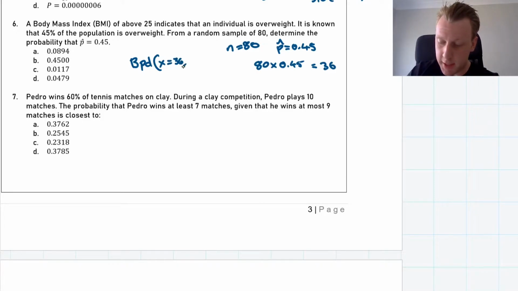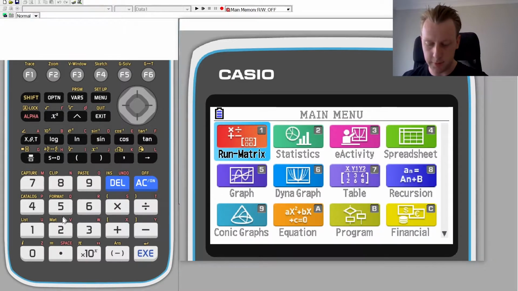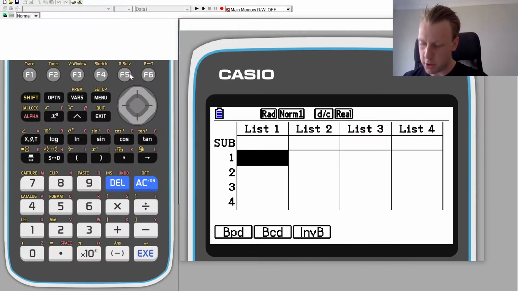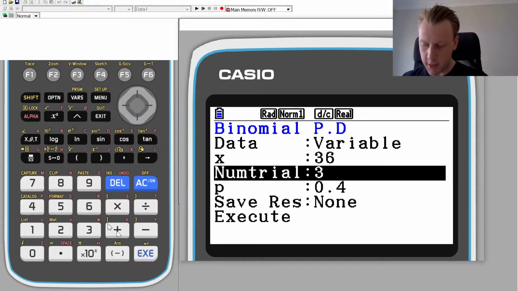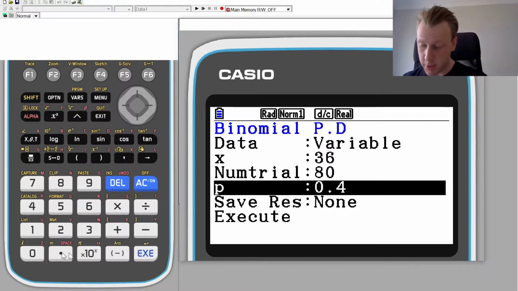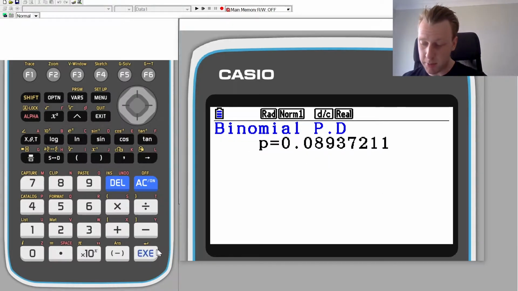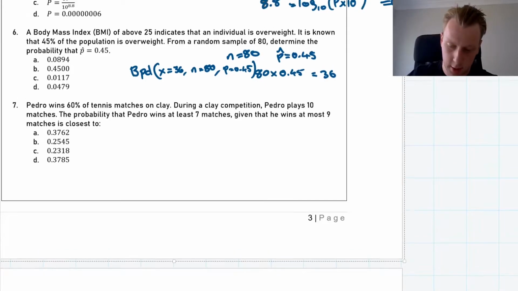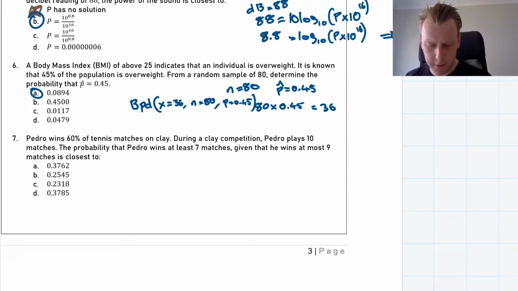X equals 36, N equals 80, and the probability that they're going to be overweight, picking them at random, is 45% because we know that. So that's what I'm going to put into my calculator. Again, where do you find your binomial stuff? You go into your calculator: Statistics, Distribution, Binomial, BPD. We've got 36 out of 80 people, that's what I want to happen, and the probability that they are overweight is 45%. So 8.937%. That's going to be this one here for A.